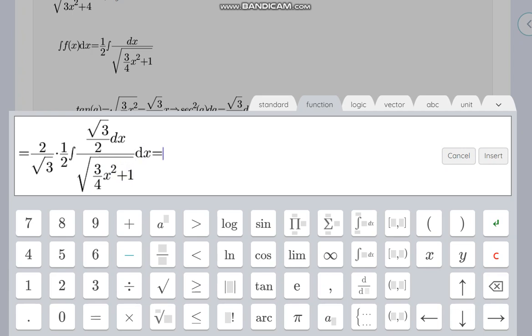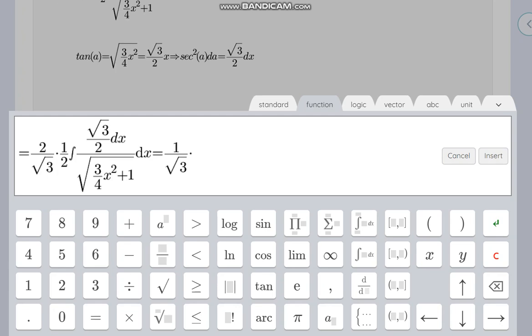And that simply becomes 1 over 1, and now we're about to do the magic. So here we have square root of 3/2 dx. We found out that this term equals secant squared of a dA. So we're going to put that in here. Don't forget the integral. Secant squared of a dA.